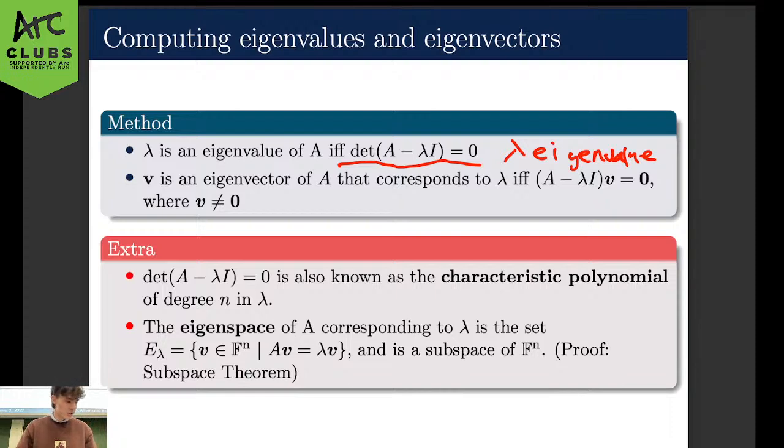Some extra information here: the set of eigenvectors for any matrix A is known as the eigenspace of A. But that's not really that important, so let's move on.